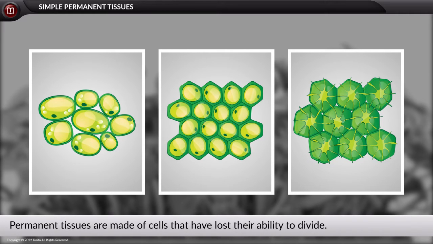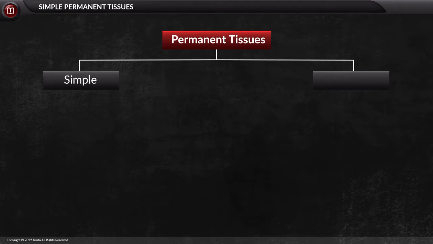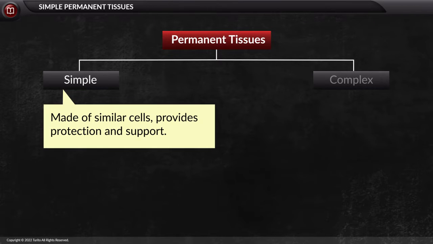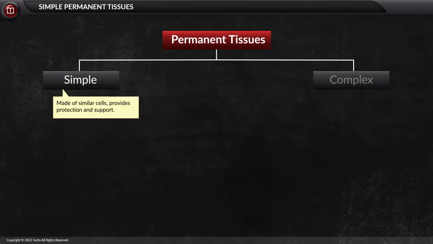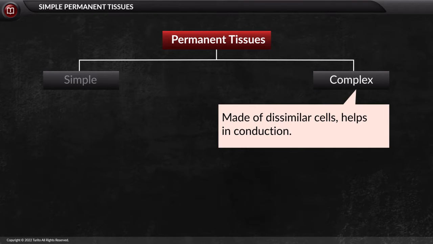Permanent tissues are made of cells that have lost their ability to divide. Permanent tissues can be broadly classified into two types: simple permanent tissue and complex permanent tissue. Simple permanent tissues are those which are made of similar types of cells and are involved in functions like protection and support. Complex permanent tissues are those which are made of dissimilar types of cells that are involved in functions like conduction.